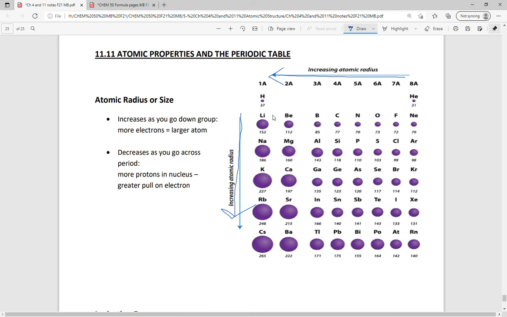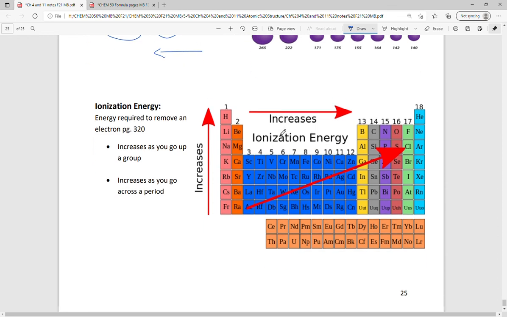And so I always remember this as a snowman. So you can see the stacked balls, right? They get bigger as you go down. And then if the snowman fell over, he'd look like that, right? So as you go down, they get bigger, and as you go left, they get bigger. And this is just sort of a trend on the periodic table. We'll talk about a few other trends as we go through the notes here.